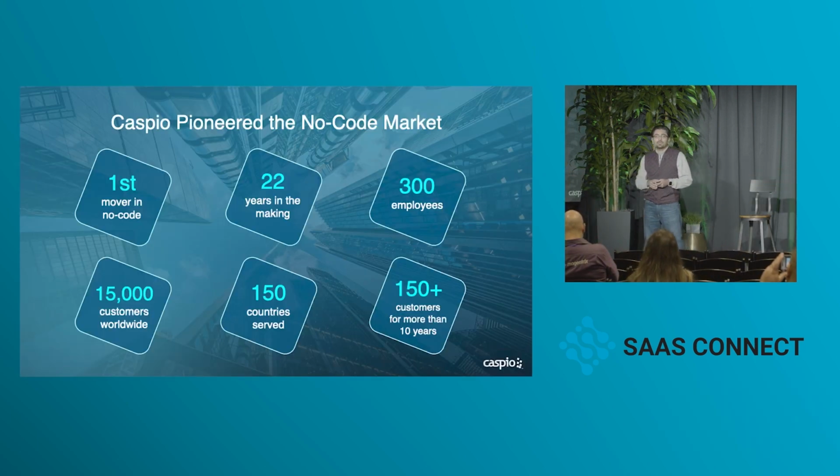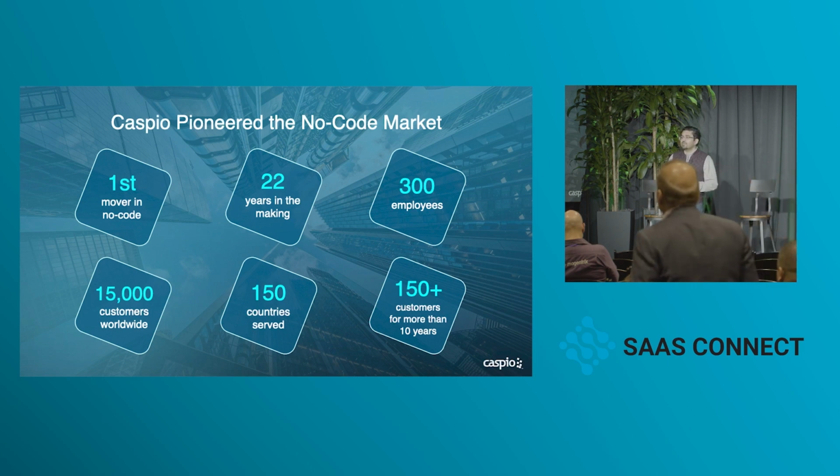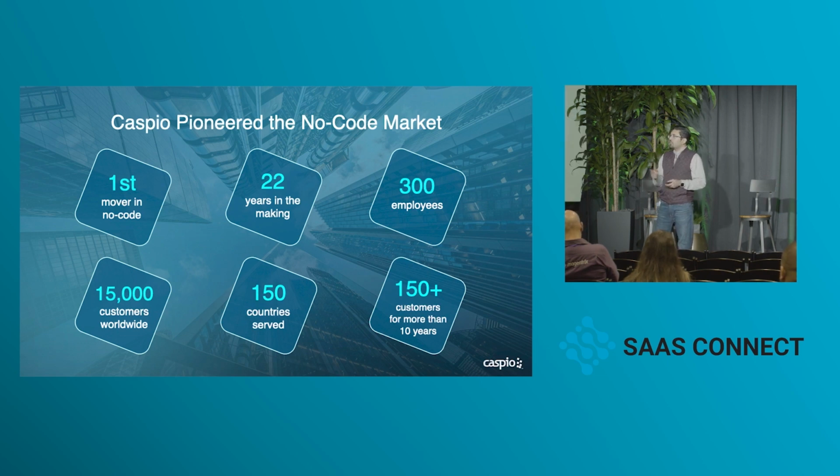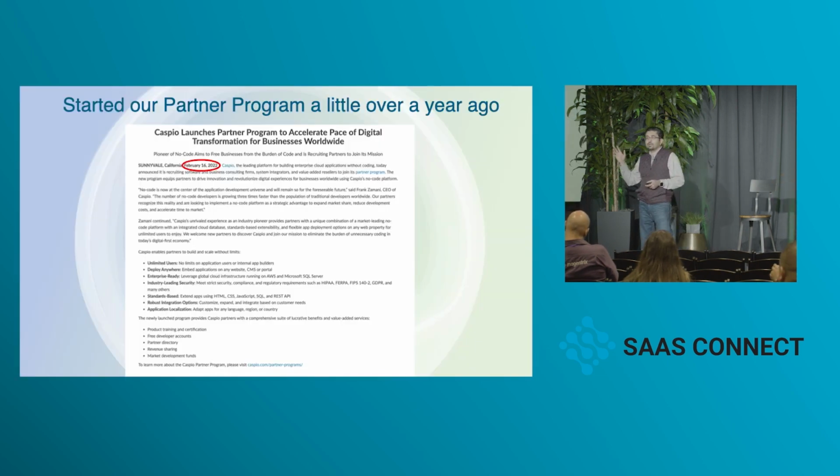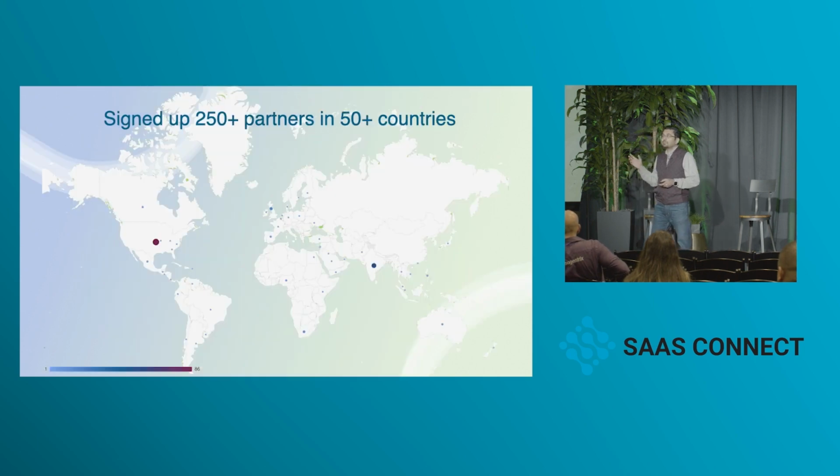So a little bit about Caspio. We pioneered the low-code, no-code space over 20 years back. And today, we have over 15,000 customers in 150 countries worldwide. And we've done this on a very scrappy budget. We've been bootstrapped all along. And more importantly, for the purposes of this talk, we started our partner program less than 2 years back. And within this time, we have signed up more than 250 partners across 50 countries worldwide.